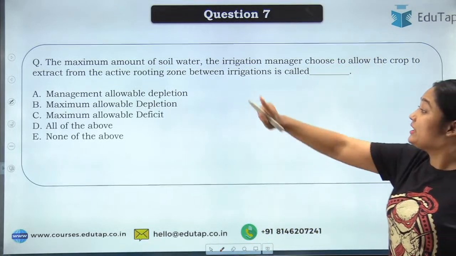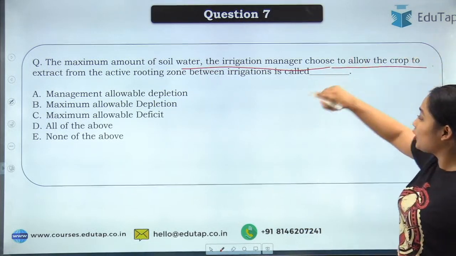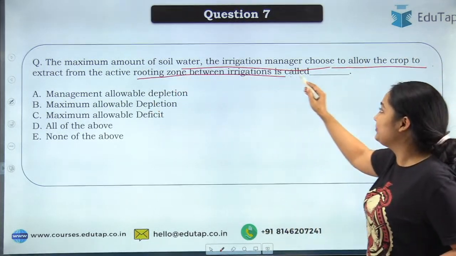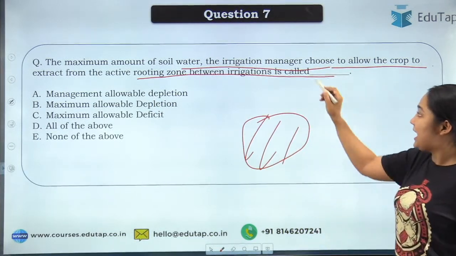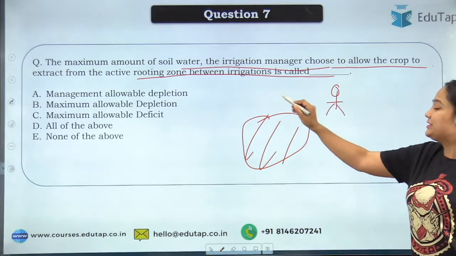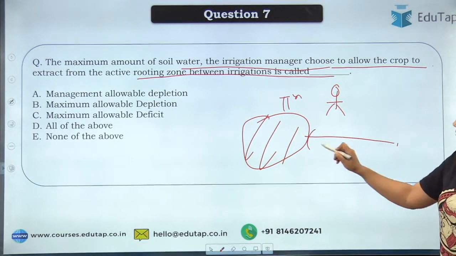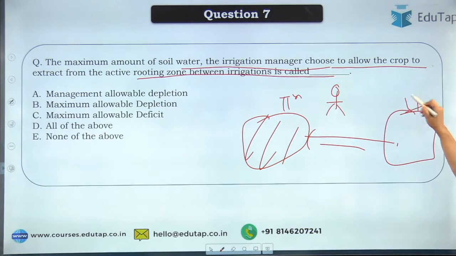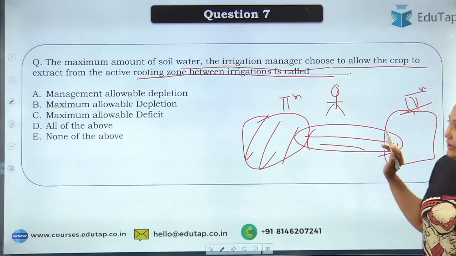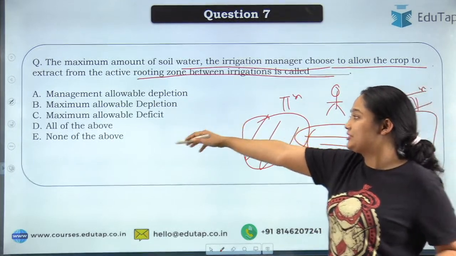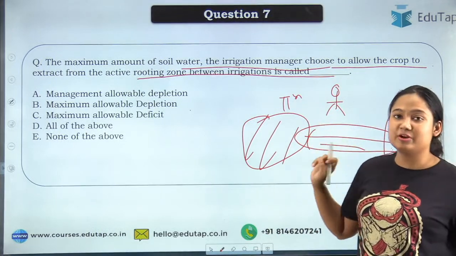Moving to the seventh question: the maximum amount of soil water the irrigation managers choose to allow the crop to extract from an active rooting zone between irrigations is called what? So let's say you have irrigated your crop and you are the manager of the farm. Okay, this was, let's say, the second irrigation you have given. Now, for how long will you wait till you give the third irrigation? So this particular time period, what will it be called: management allowable depletion, maximum allowable depletion, maximum allowable deficit, all of the above or none of the above?